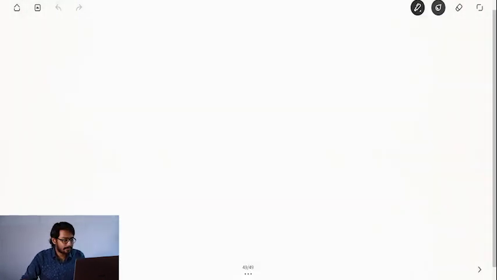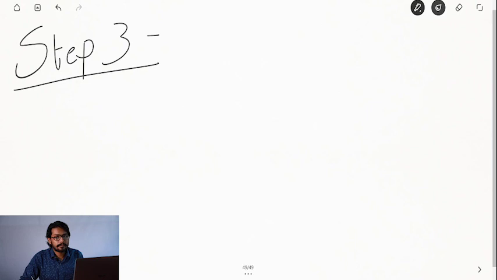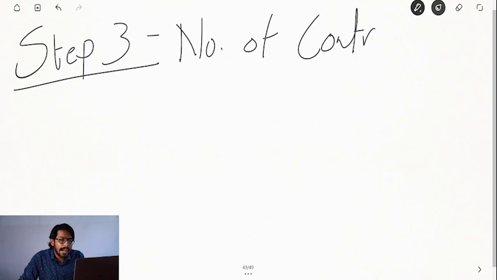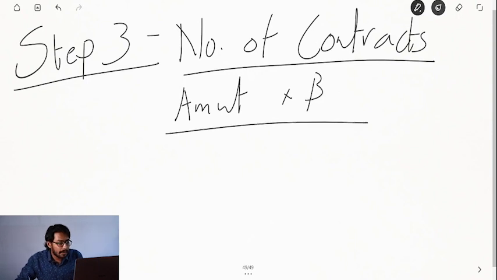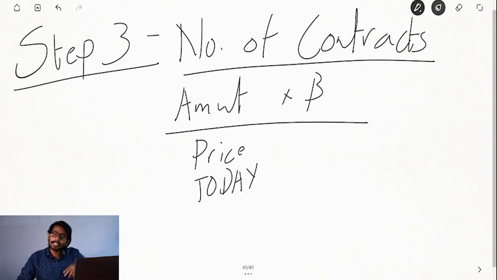Now, how many contracts are you entering into? Step 3. Number of contracts, to hedge that 10,10,000. How many contracts? This number of contracts could have been step 1 also. You could have done it at the beginning, but I wanted to clear out the rest of the part first. Number of contracts equals amount to be hedged into beta divided by price of futures today, into number of units per contract. Price today is when you enter into the hedge. Three months back was today.